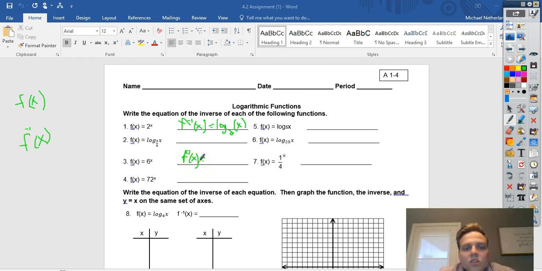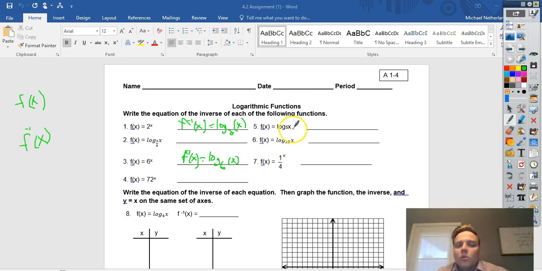So f raised to the -1 of x, the inverse of this function, is log. Right now the function is an exponential function, 6 raised to the x. So the base right now is 6, so the base is going to stay 6. And then you just put your exponent inside. And there you go. That is the inverse function.